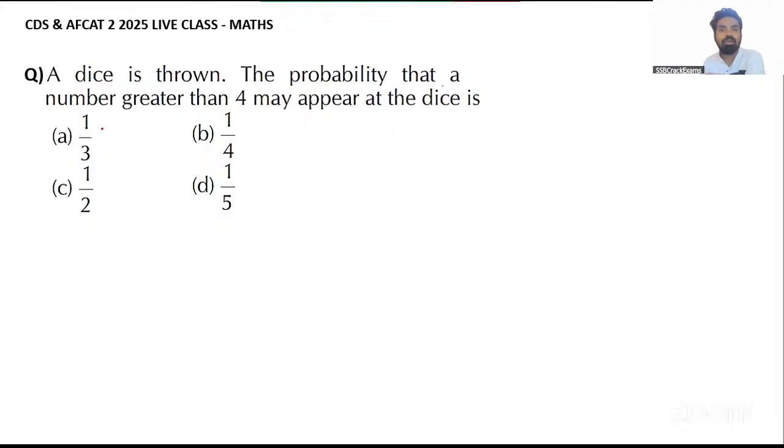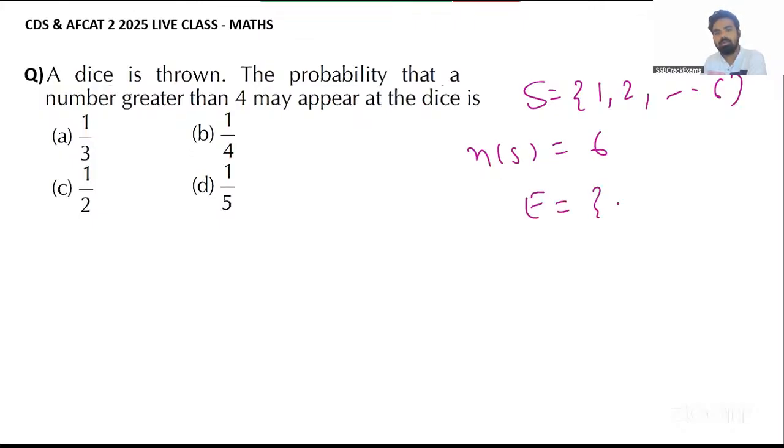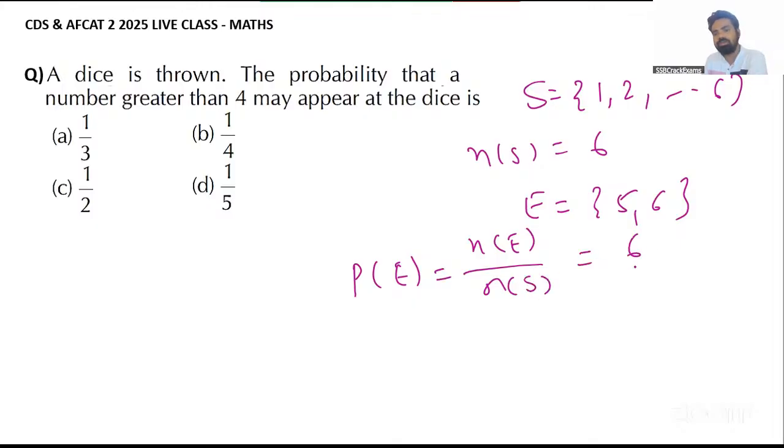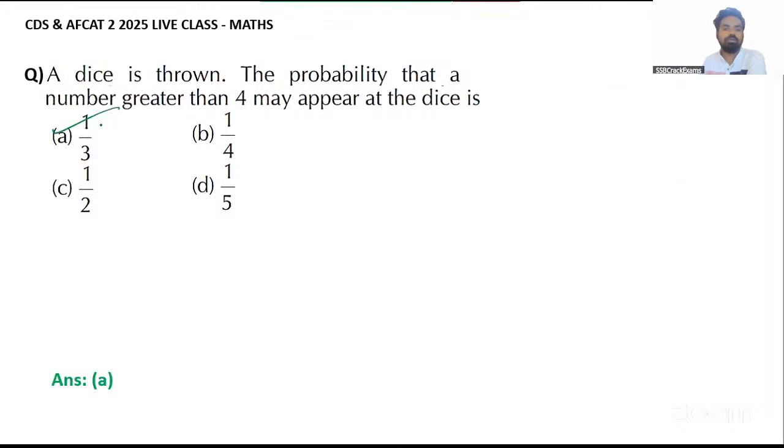A dice is thrown, the probability that a number greater than 4 may appear on the dice. So the sample space when the dice is thrown is 1 to 6. The number of elements in the sample space is 6. The numbers greater than 4, the favorable outcomes, are 5 and 6 only. So probability will be favorable outcomes upon total outcomes. So NE upon NS is, oh sorry, 2 upon 6. So it is 1 upon 3. This is a very easy question. Okay, so the answer is the option.